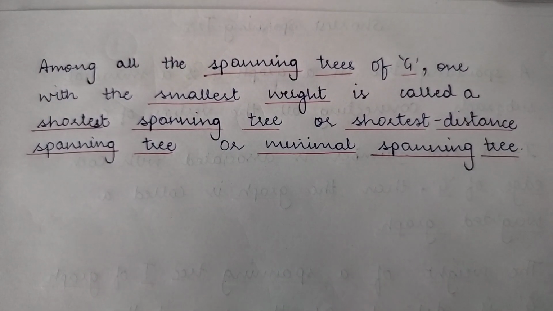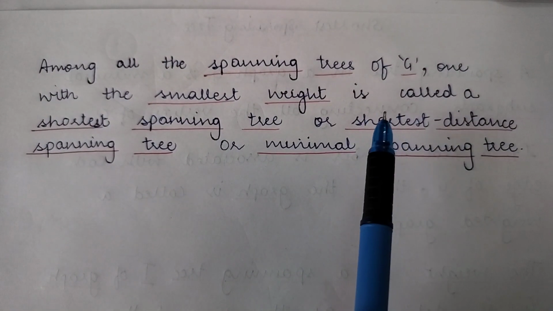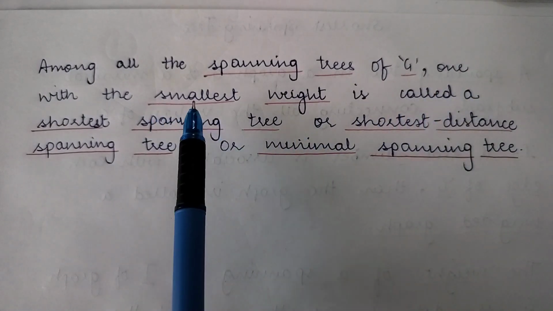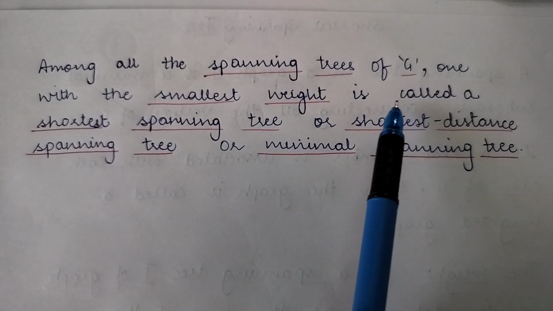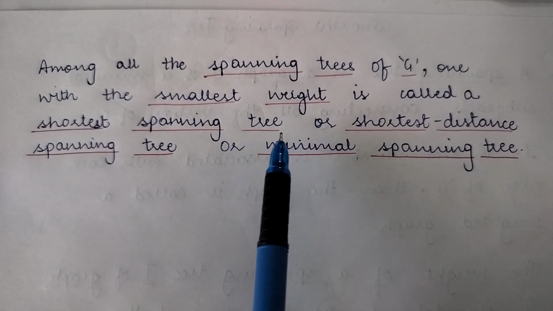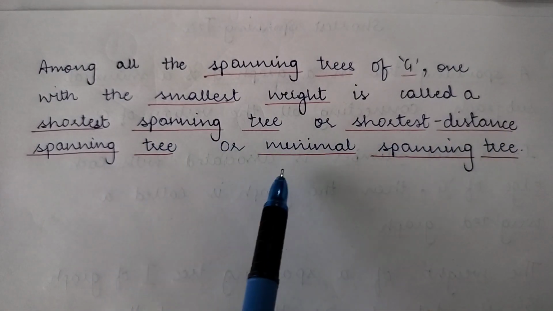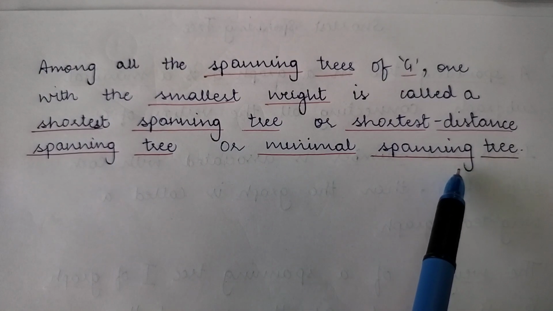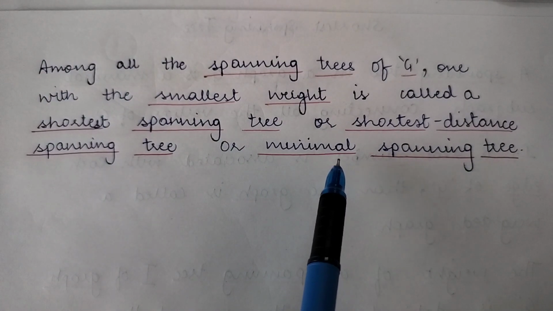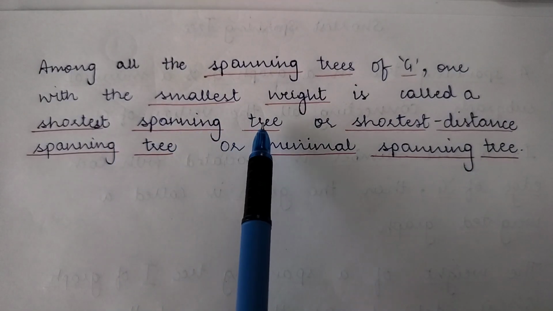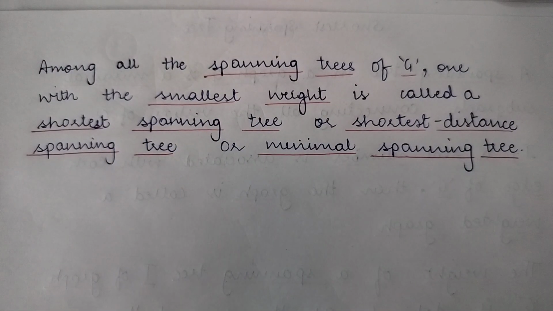Now, among all the spanning trees of the graph G having different weights, the one spanning tree with the smallest weight is called the shortest spanning tree, or the shortest distance spanning tree, or a minimal spanning tree. And this is what we are going to study today. That is how we find the shortest spanning tree. So now I think you're clear with the concept.